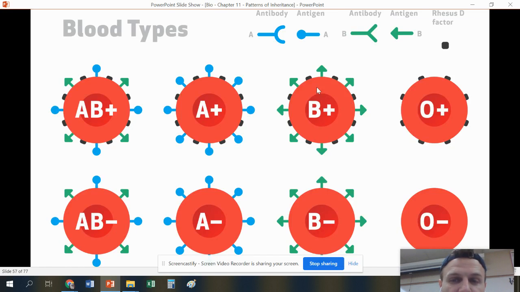Again, more example types. And I like to show this image at the end here. You can see the difference between A, B, and O. If you have positive blood, you have the Rh factor. If you have A blood, you have the A antigens. If you have B blood, you have the B antigens. And if you have AB blood, you have both of the A and B antigens.